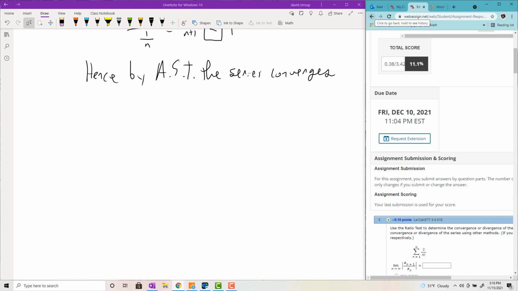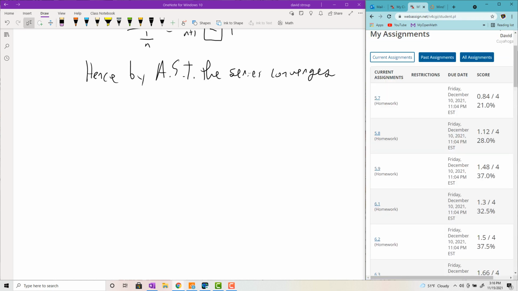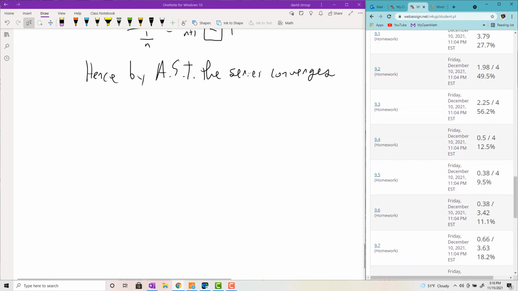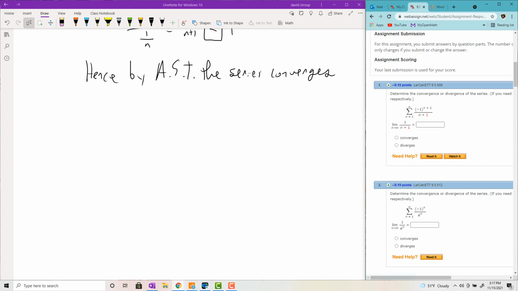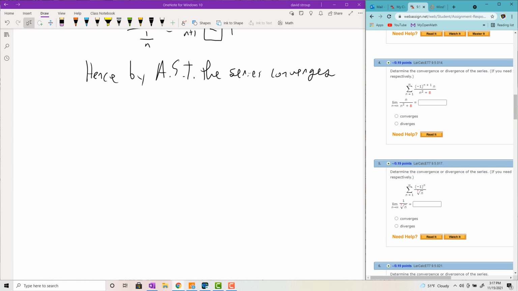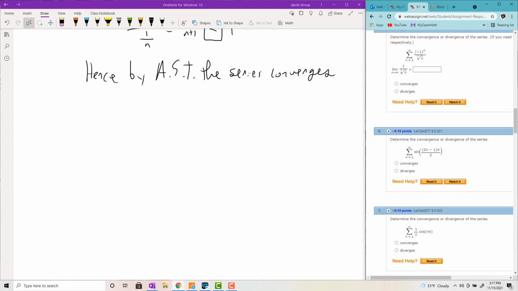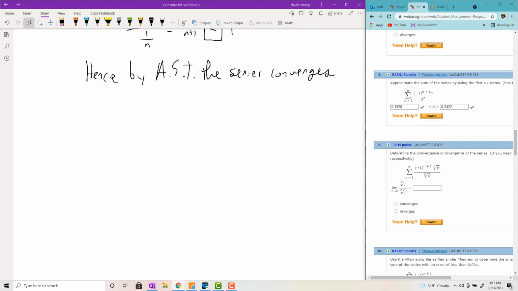Whoops, that's 9.6. 9.5, where are you? Yeah, so they're just having you do the limits here. You have to show both steps. You have to show the limit is going to 0, and you have to show the terms of the series are decreasing. Okay, and I'm not going to put any of the numerical problems on there where you're doing estimations. Homework is good for that.